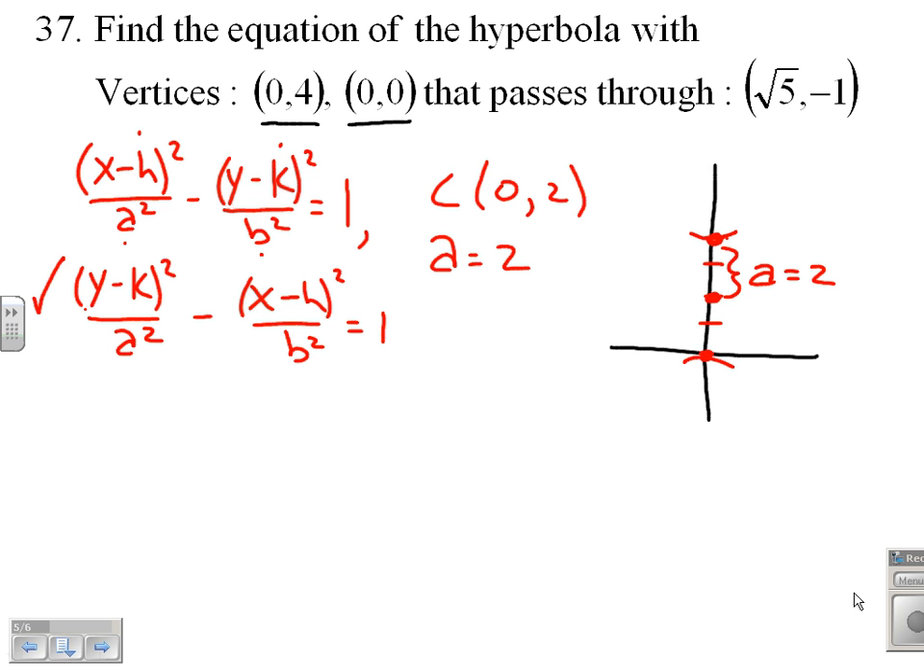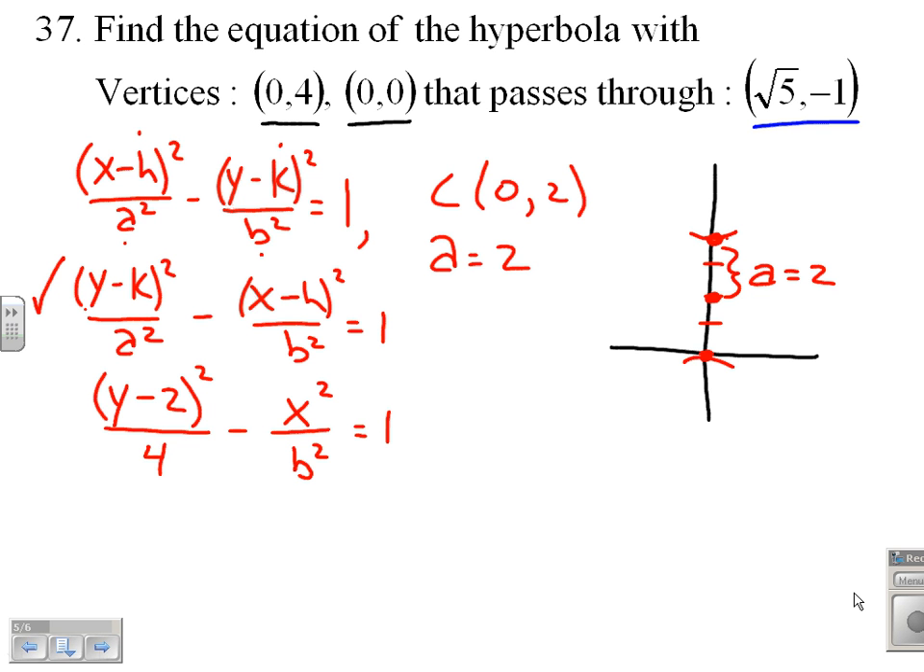So I'm going to go ahead and set this up at this point. We have (y - 2)² on a², but a is 2, so 2² is 4, minus (x - 0)² on b², equals 1. We're just missing b. If we just knew what b² was, we'd have it made. And I haven't even looked at this piece of information yet.